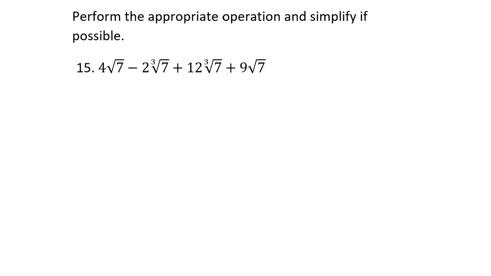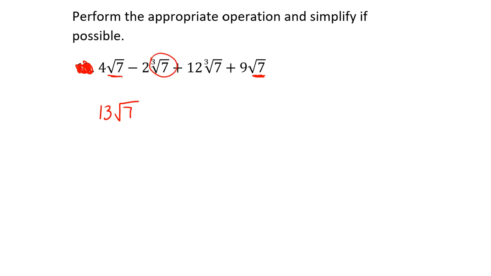Okay, number 15. Once again, we're just going to kind of cross this out. All right, we want to combine like terms. Once again, anything after the coefficient must be identical. So we have a square root of 7 must match a square root of 7. So those two can be combined. So 4 plus 9, that's 13 square root 7.